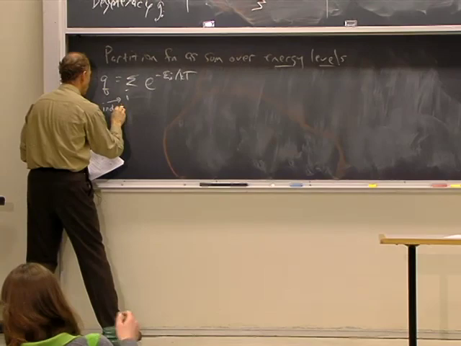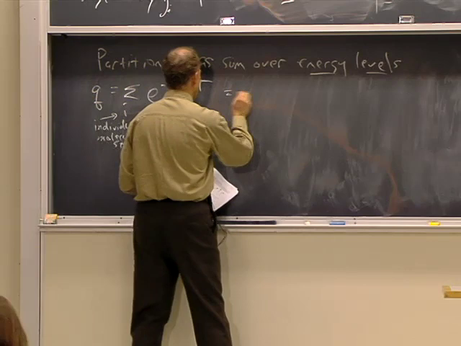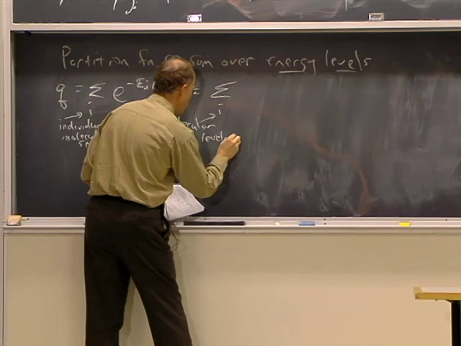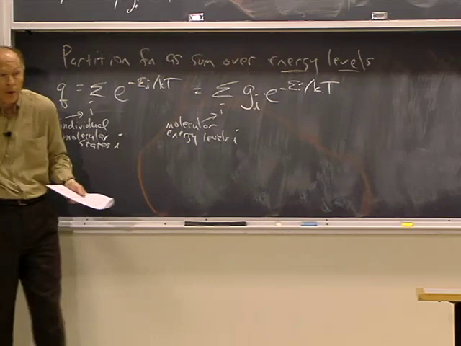That's individual molecular states I. But we also could write it as a sum over I, where this now is molecular energy levels I. And then we need to incorporate the degeneracy, g_i e to the minus E_i over kT. Same thing, of course. But again, sometimes much more convenient to write things this way.